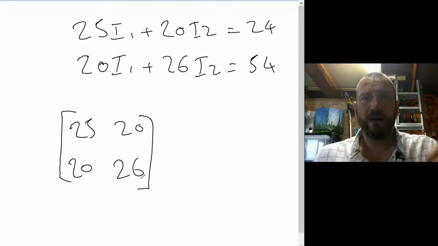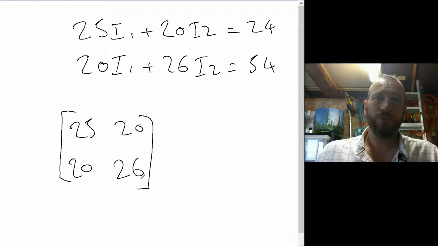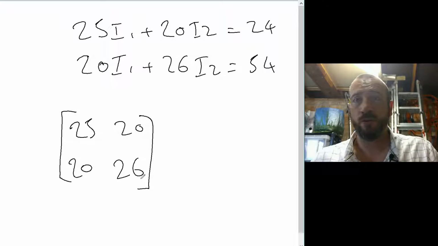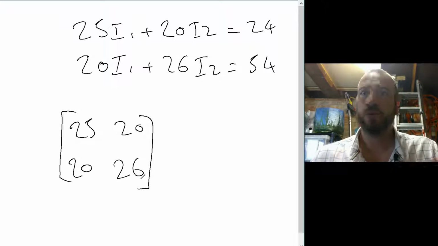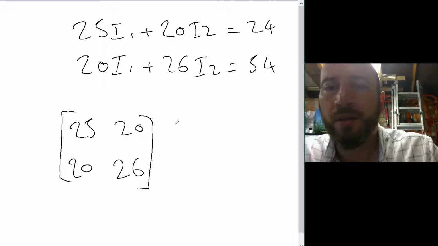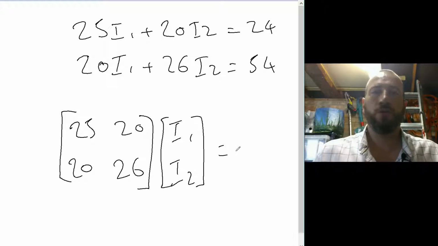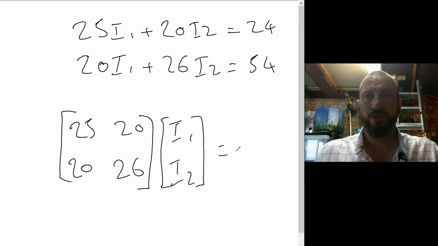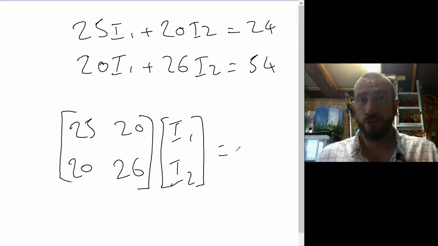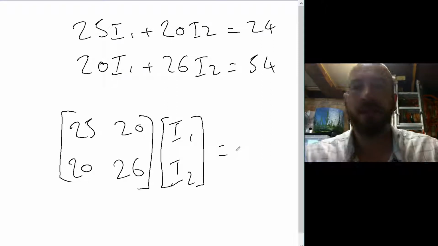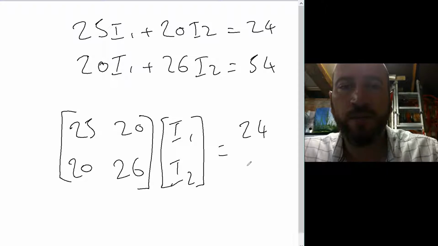Now then, we've got I1 and I2. There's only one I1 and one I2, so we don't need a 2 by 2 matrix. We need a 2 by 1 matrix. That's 2 rows, 1 column. That'd be I1, I2. And then the results, 24 and 54, are going to be a 2 row, 1 column matrix, like this. 24, 54.